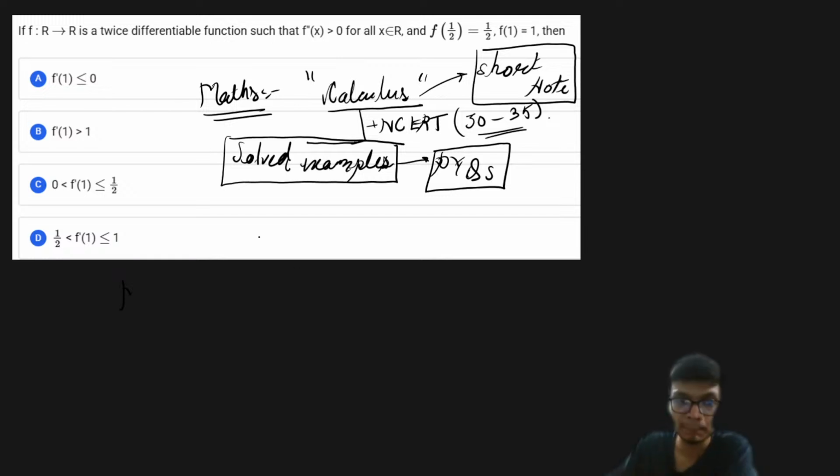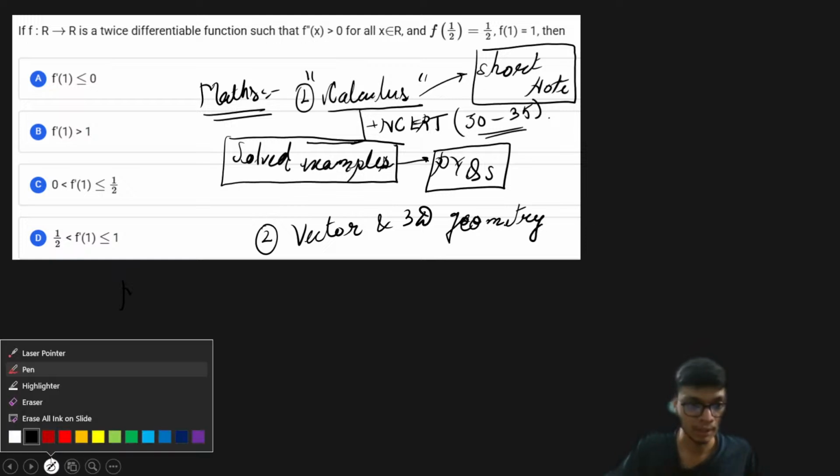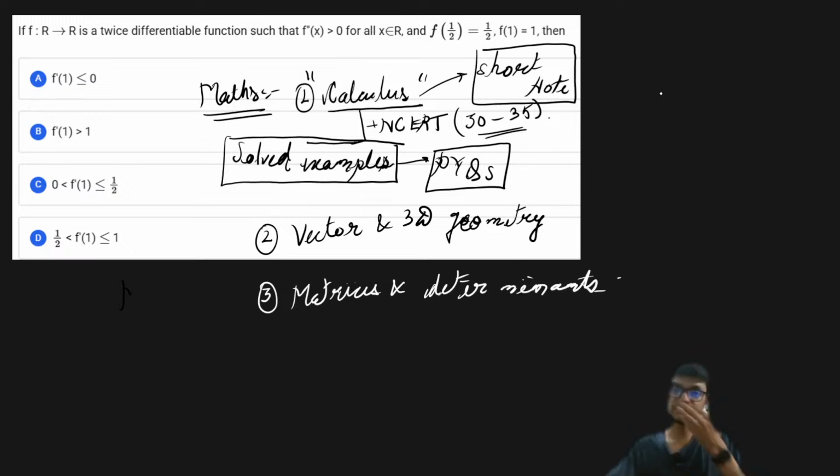The next important high priority topic after calculus is vectors and 3D. Now if you study vectors and 3D, you need to also understand matrix and determinant. To be honest, the matrix and determinant part is also very easy, so I would recommend you to please study matrix and determinant. These are the most high priority or high scoring topics.